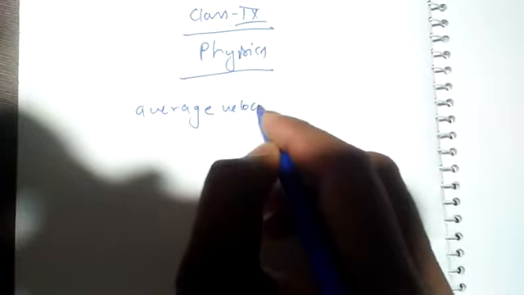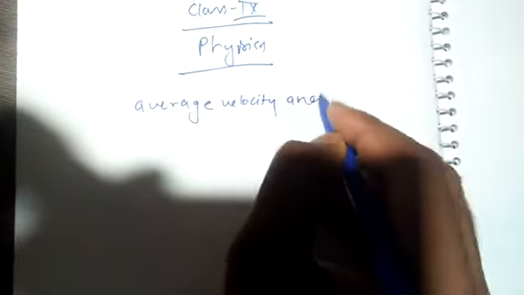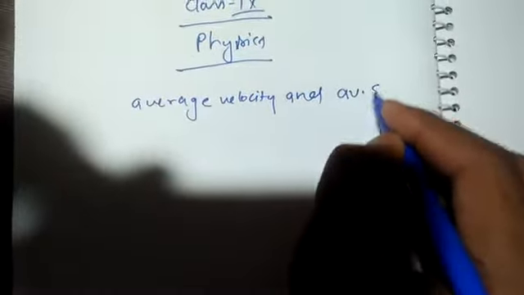In the last class we discussed scalar and vector quantities, and displacement and distance, and velocity and speed. Today we will discuss one more thing: average velocity and average speed.